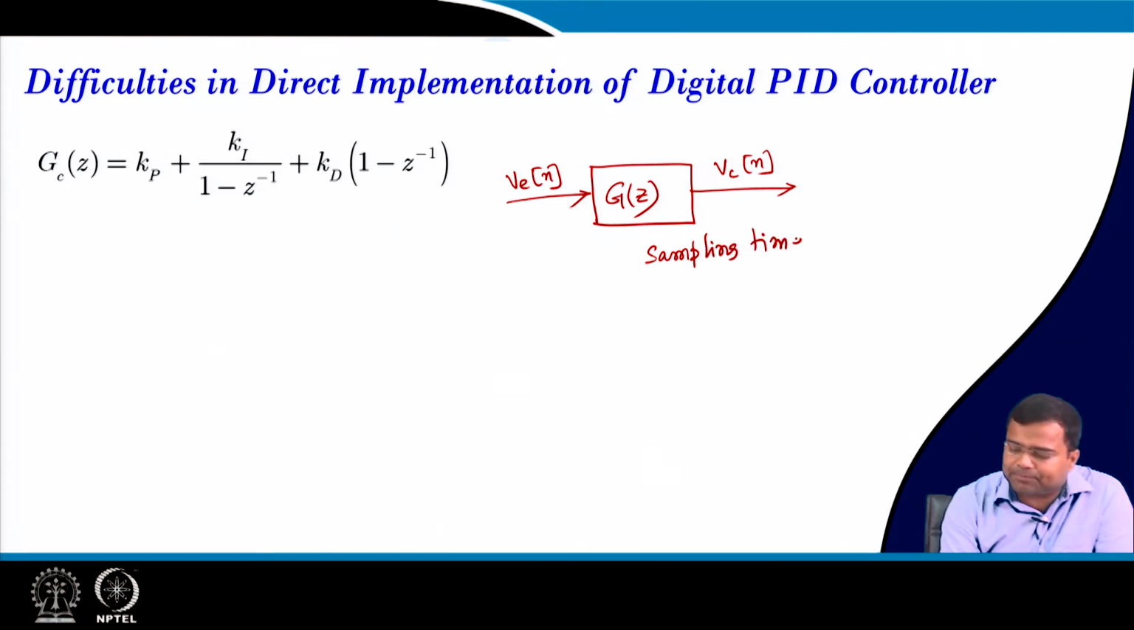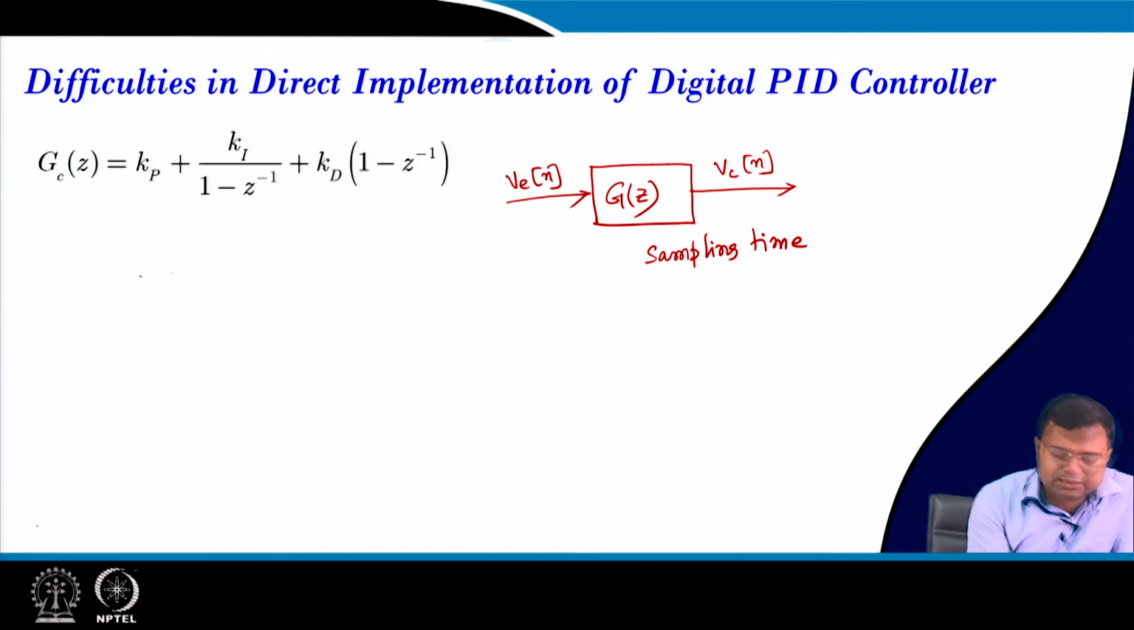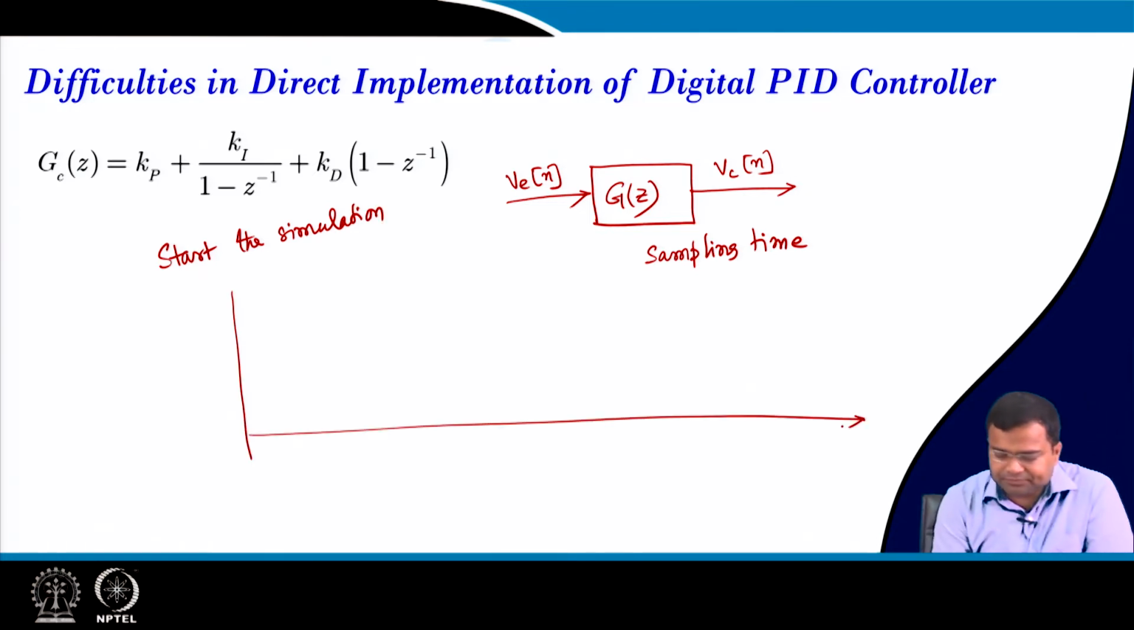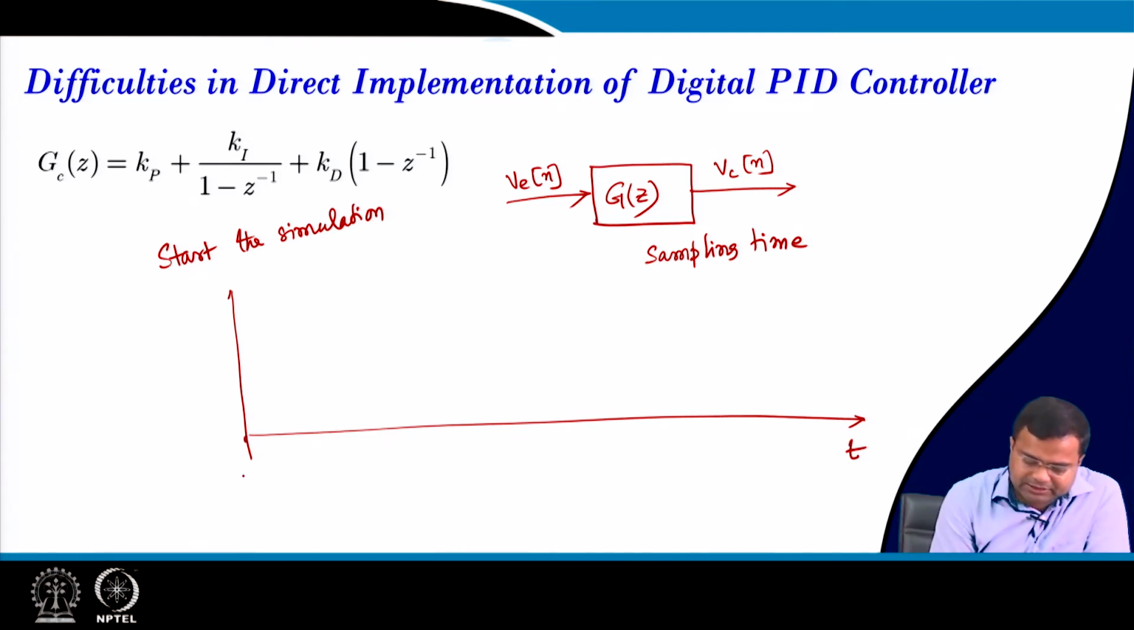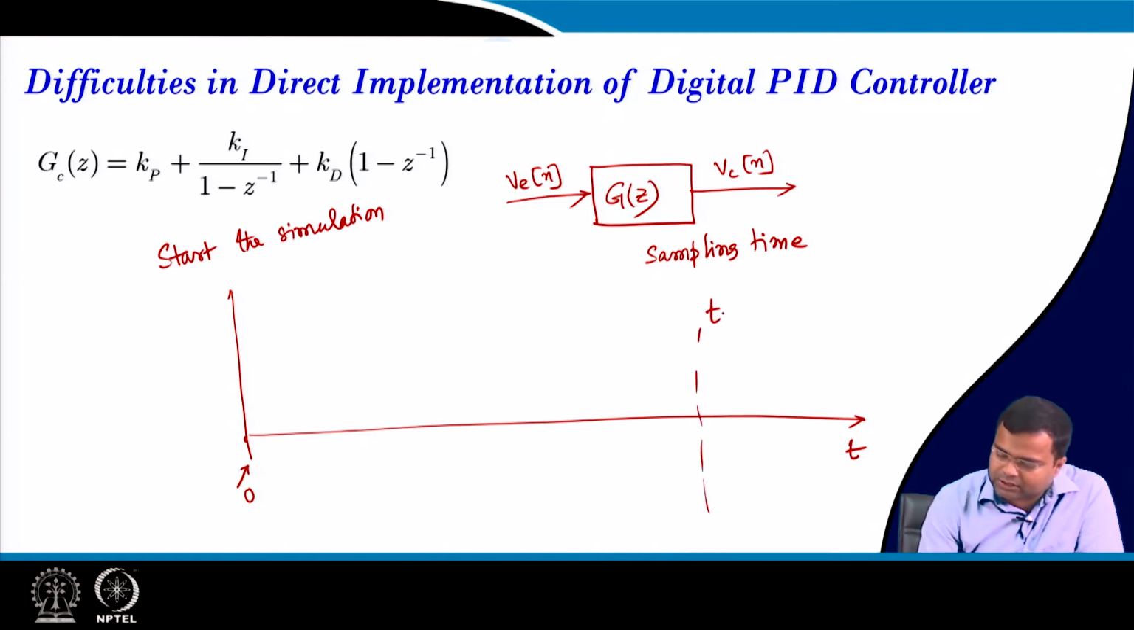Now, what is the problem here? The problem is that whenever you run a simulation, that means if you start your simulation, let us say this is the time t, and this is 0 time, and let us say this is our total simulation time.